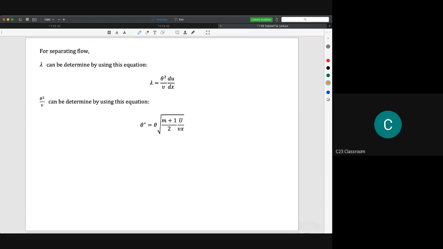This is just a note. Lambda can be determined by using this equation. This is just a revision, and also the theta squared over nu. You could use the idea of Thwaites, and you could use the idea of this equation. Actually both will give the same correlation.